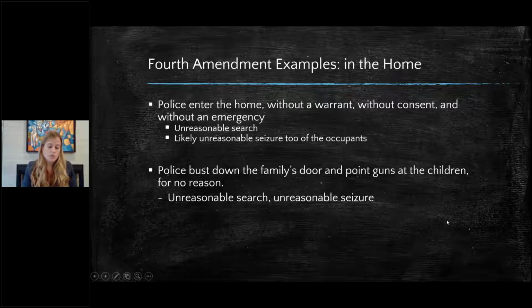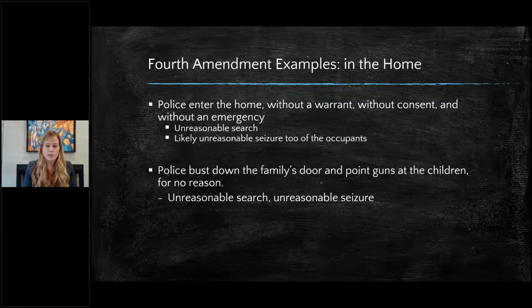So moving on from the street and police custody, another, I think, really fun area is Fourth Amendment violations that occur in a person's home. Examples: the police enter the home without a warrant, without consent, and without an emergency. That's very likely going to be an unreasonable search. Also, you can probably sue for unreasonable seizure of the occupants. Usually people are detained for hours at a time during one of these home searches.